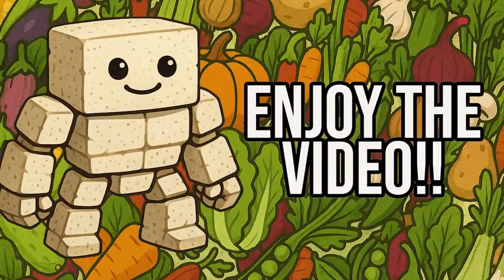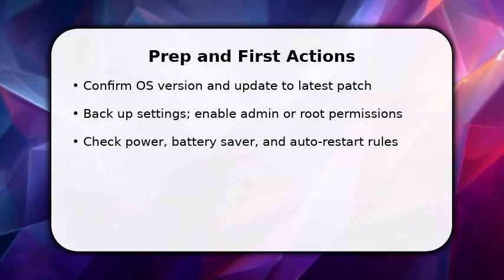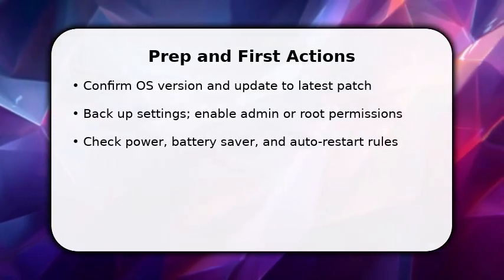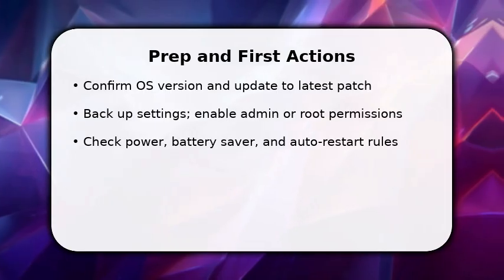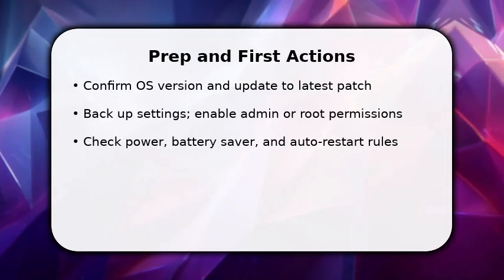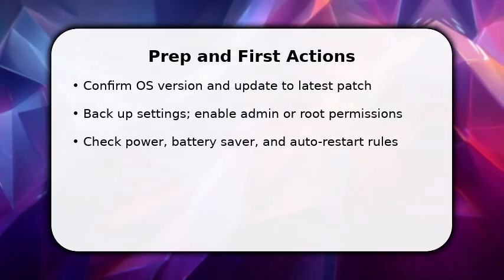Please enjoy the video. Start by confirming your device OS is current and backup accessibility settings. This prevents data loss when changing system flags. Next, grant necessary admin or accessibility permissions to the app or service you want to keep active.